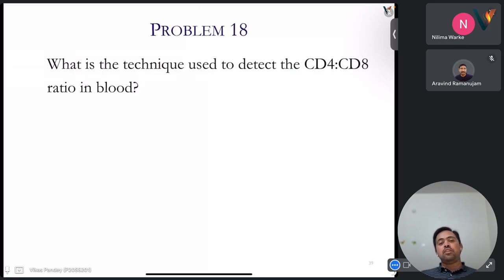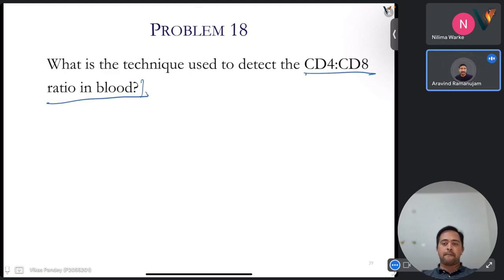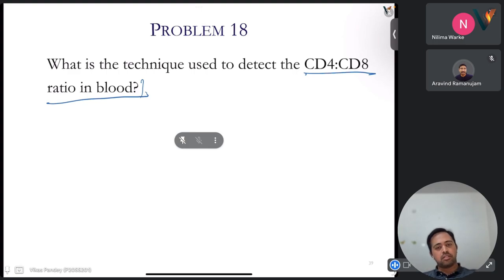So what is the technique used to detect the CD4, CD8 ratio in the blood? Arvind, you said, right? Yes, CD4, so what is the technique used to detect this ratio in the blood? Yes, any answers to this? Just the name, we will discuss the details, not an issue.